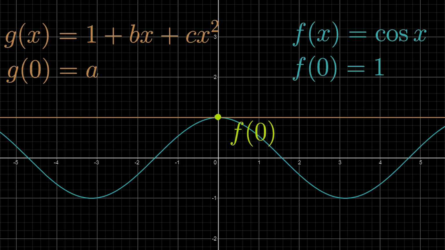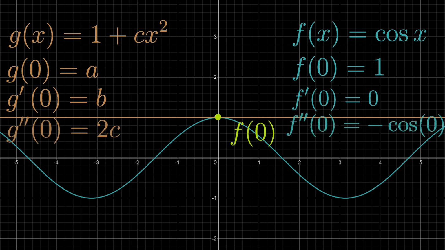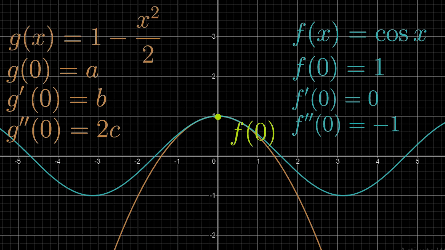Well, we can take the derivative of both the functions and then we are just left with b on one side and negative sine of 0 on the other side. So b must be equal to 0. This completely eliminates the second term. This leaves us with the third term that we can differentiate twice to find out c. When we do that, we get c as negative 1 half.